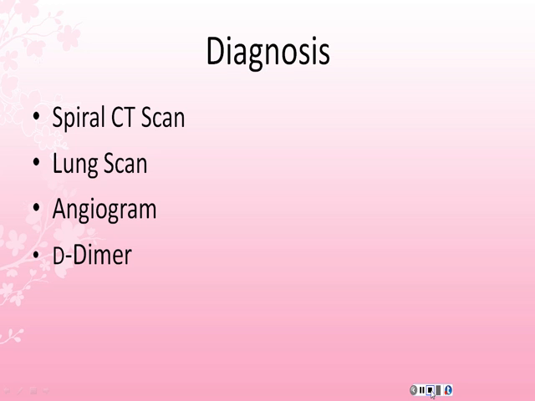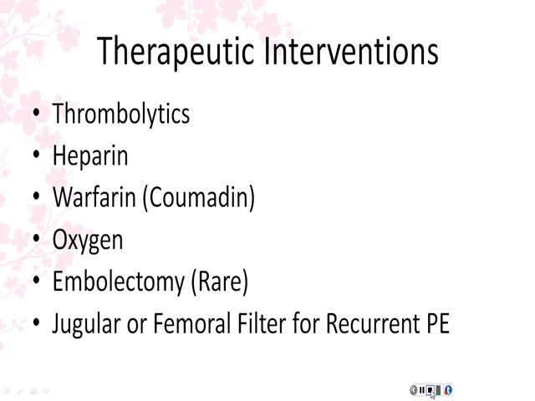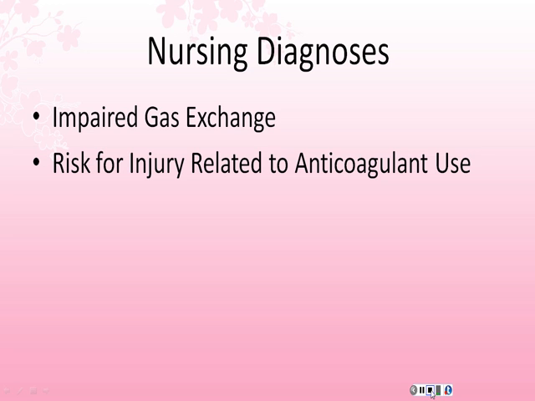Therapeutic interventions: thrombolytics to dissolve the clot, heparin and warfarin to prevent new clots from happening. Oxygen, even if SATs are normal, as this may help to dilate the pulmonary vessels. Embolectomy to remove the clot as well. It's pretty rare, but it can happen. Jugular or femoral filter for recurrent PEs, so those filters that can be inserted to catch a clot before it reaches the heart or lungs. Nursing diagnosis: impaired gas exchange, and then risk for injury related to anticoagulant use as well.